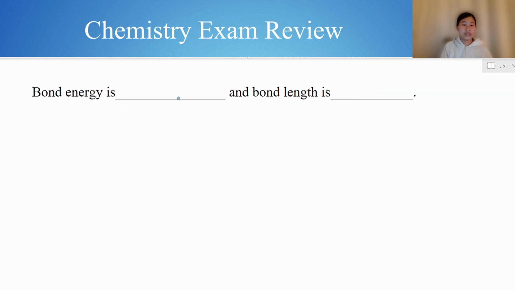So bond energy is one thing, and bond length is another. Bond energy is the energy needed to break a bond. And bond length is kind of self-explanatory, it's just the length of that bond. So how long it is.